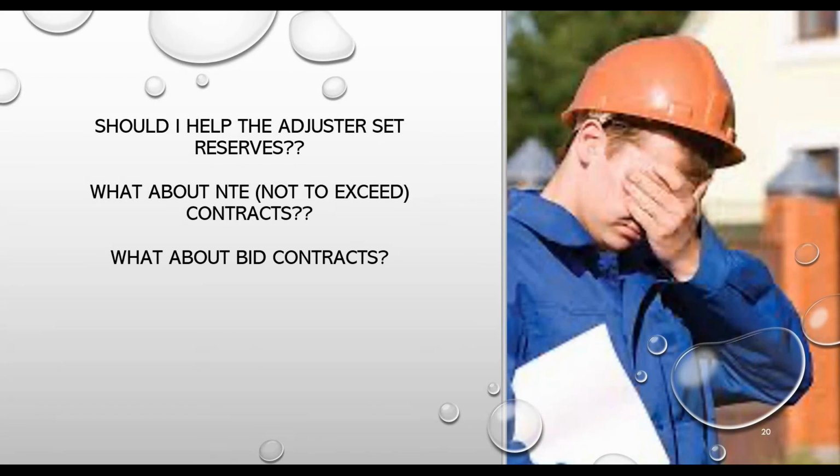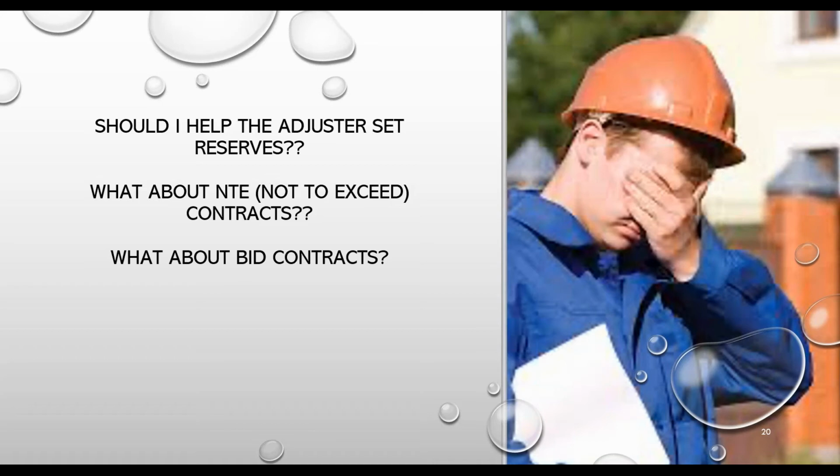Another thing that always comes up with the adjuster is, should I help the adjuster set reserves? That's a question for you and your company to answer. There's two mindsets on this. One mindset is, yes, you do everything you can to help that adjuster set reserves. You give him some numbers. You let him know where you think you're going to be at on that. The other mindset is, that is the adjuster's job.